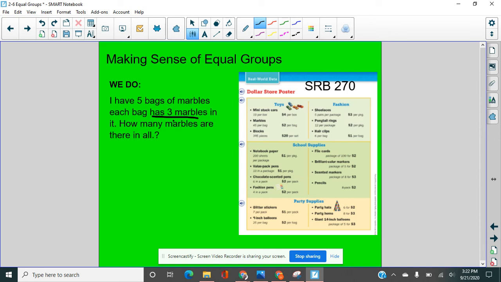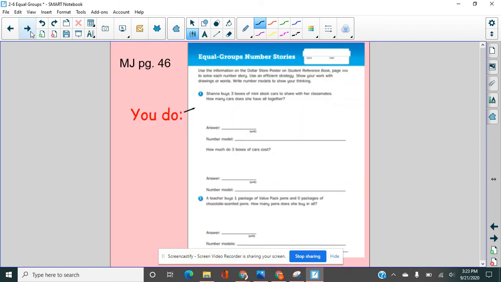What do you think the answer is? The answer is 15. 15 what? 15 marbles. Marbles. All right, so this is an equal groups problem. We can multiply, we can use some repeated addition. If you need to draw the pictures, you can. But your job today is to do number 1.